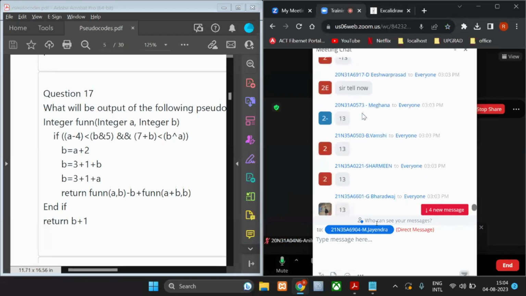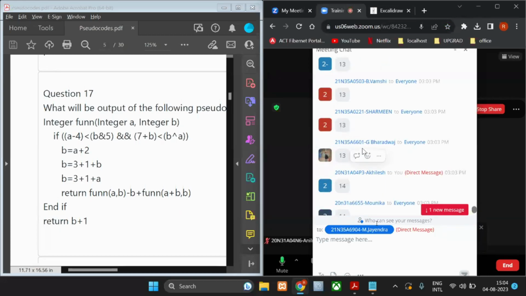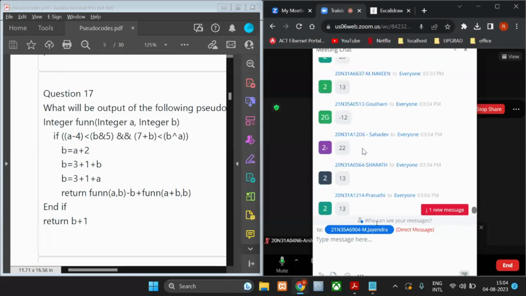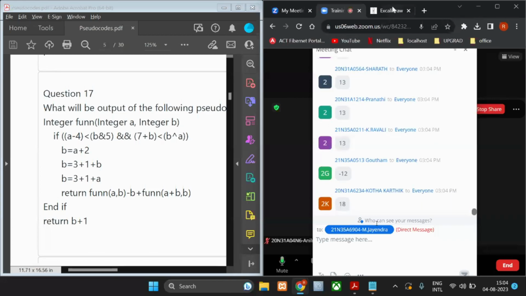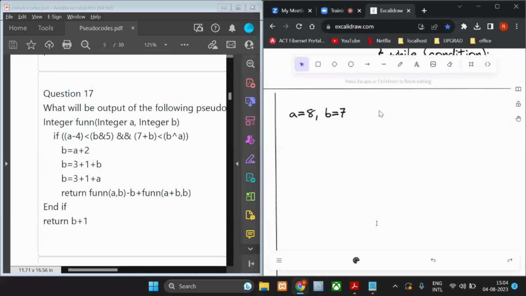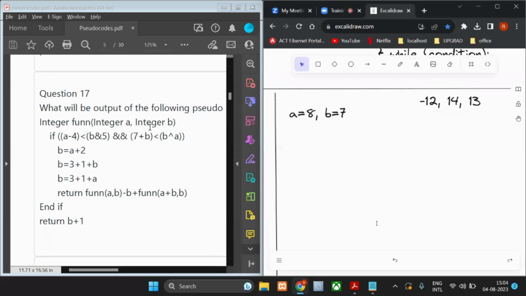Okay, listen. I can see a mixture of answers like 14 and 13. Minus 12 also. Somebody just kept minus 12. So we have minus 12, 14, and 13. These are the possible answers which you guys gave me. We'll see. This is a function of integer a, integer b, so the values are 8 and 7. So we will solve function of 8 comma 7.